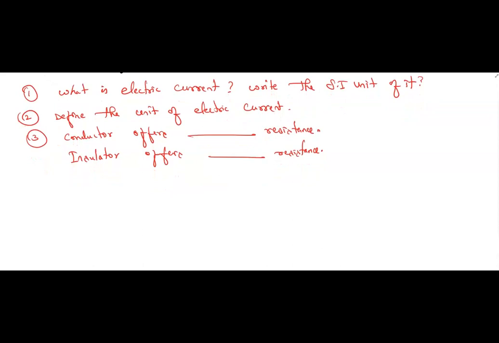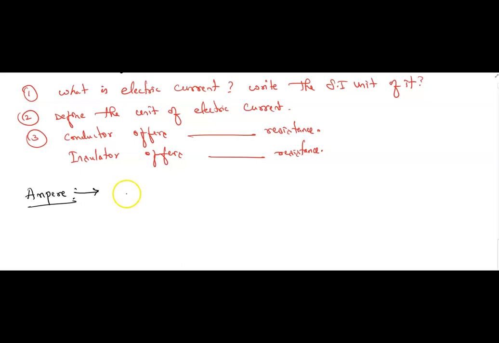So what is the definition of an ampere? As you can see in your textbook, on the second page of the chapter Electricity, 1 ampere is constituted by the flow of 1 coulomb of charge per second. 1 coulomb of charge flowing through any section of a conductor in 1 second is known as 1 ampere.